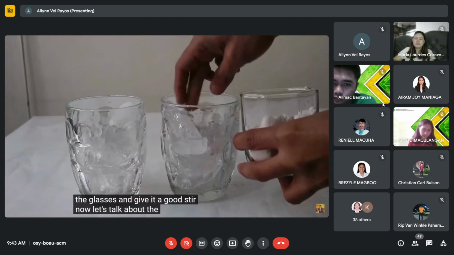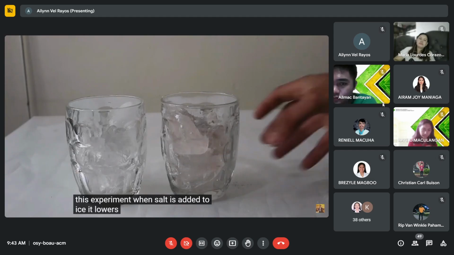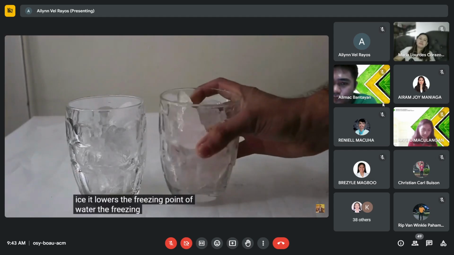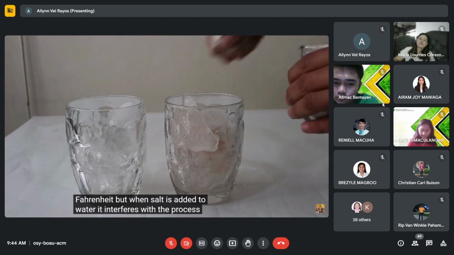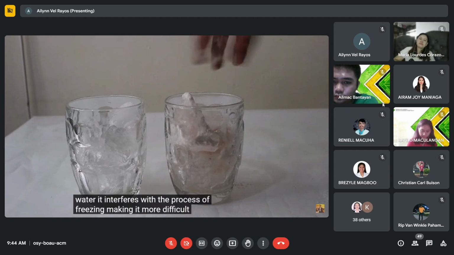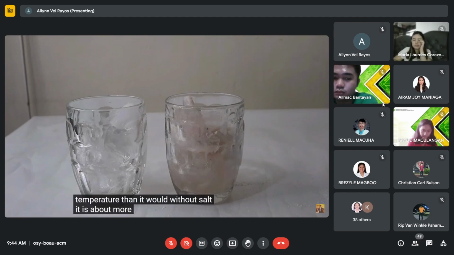Now, let's talk about the science behind this experiment. When salt is added to ice, it lowers the freezing point of water. The freezing point of pure water is 0 degrees Celsius, or 32 degrees Fahrenheit. But when salt is added to water, it interferes with the process of freezing, making it more difficult for water to freeze. This means that the ice will stay in a liquid state at a lower temperature than it would without salt. It is about more than 5 minutes since we added salt to ice.